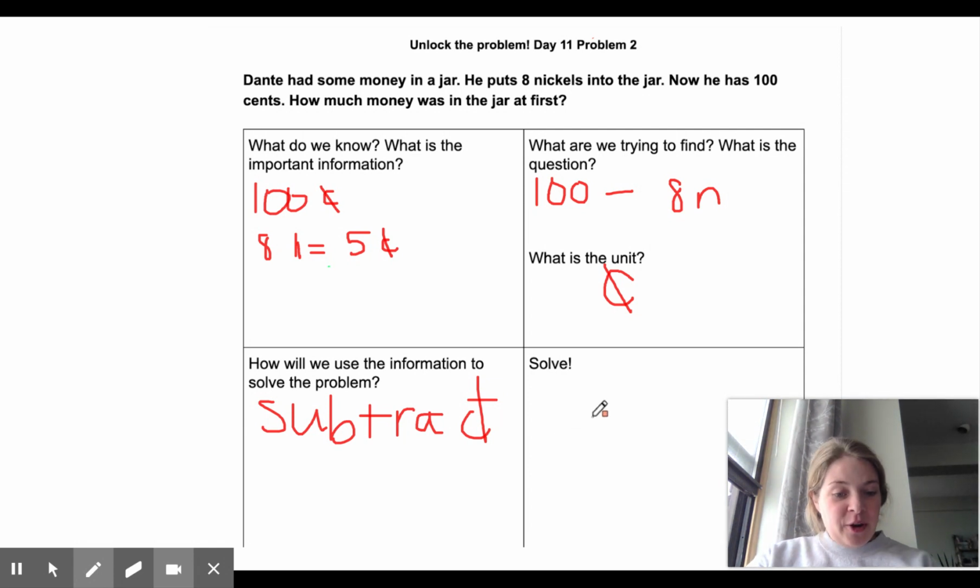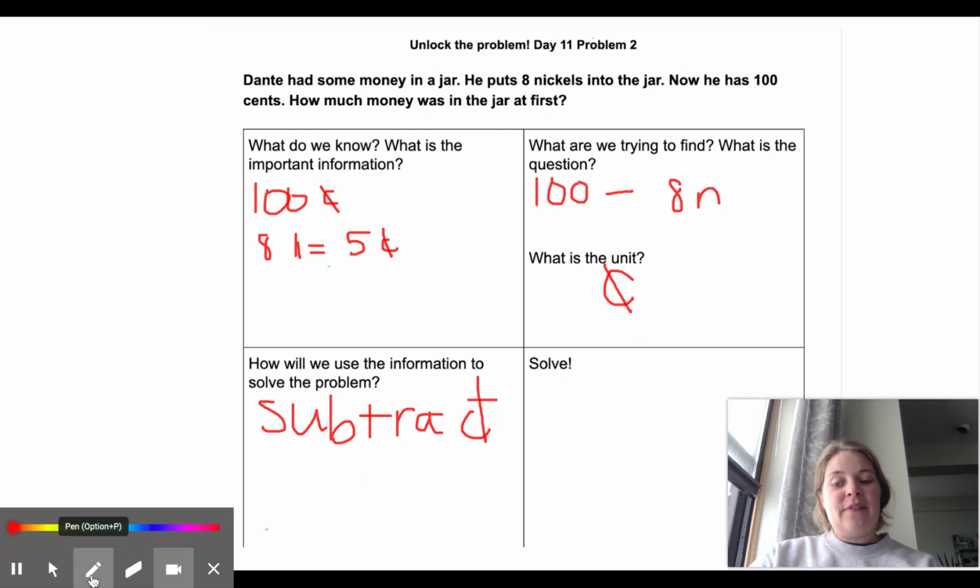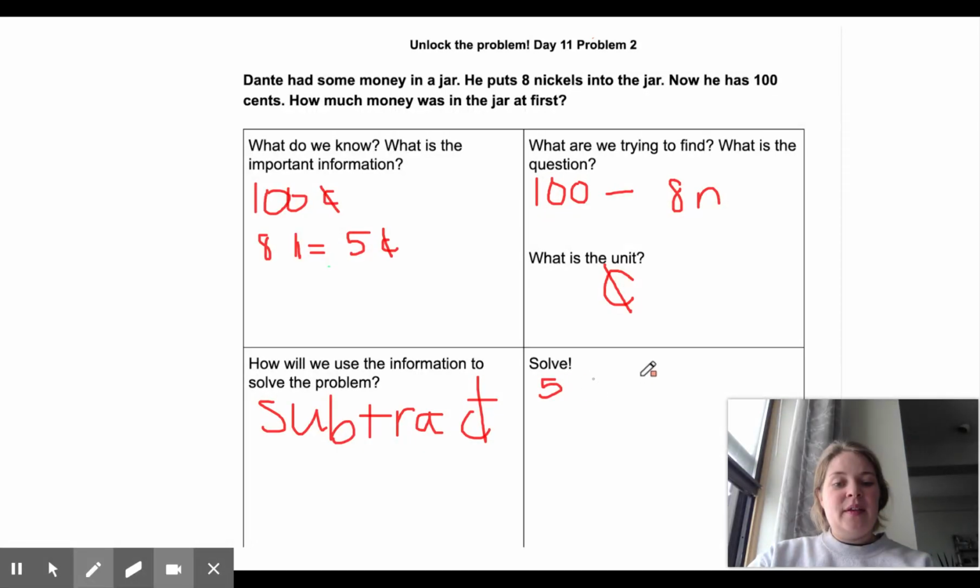And now we're going to solve. First, we need to know how much 8 nickels are. So we're going to skip count by 5s 8 times. 5, 10, 15, 20, 25, 30, 35, 40. So 8 nickels equals 40 cents.